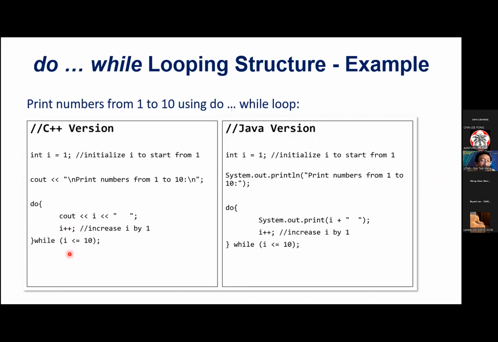If the condition is true, we will continue with the do while loop. So we'll repeat one more time. Then we'll check for the condition. If the condition is true, then we'll repeat the statements inside the do while loop until the condition here is false.